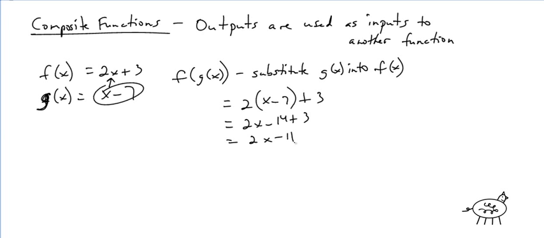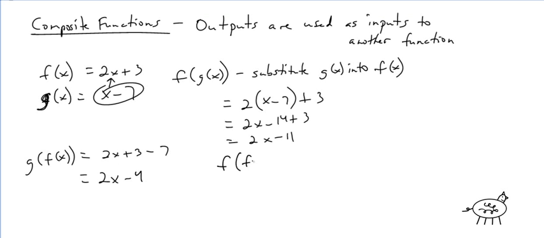Okay, and here let's try a couple other ones here. How about g of f of x? Well, again, you're taking that f of x and you're plugging in where you see an x there. So instead of x minus 7, x is going to be replaced with 2x plus 3. That's x, and then minus 7. Okay, and that gives you 2x minus 4.